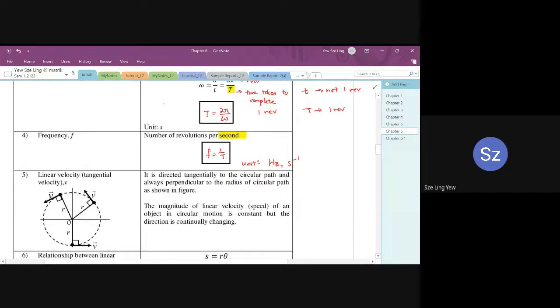So the main difference between period and frequency: period is how long it takes to complete one revolution. Frequency is how many revolutions can be made in 1 second.